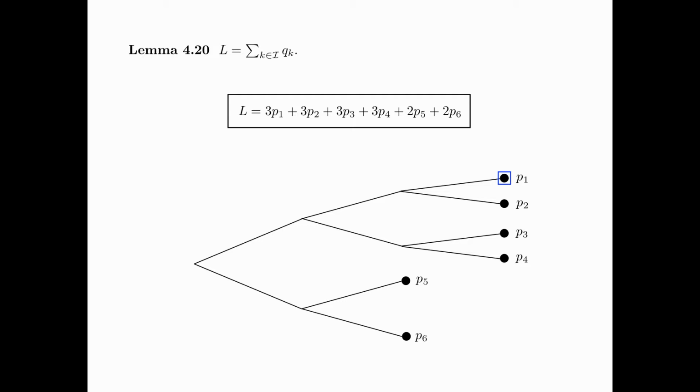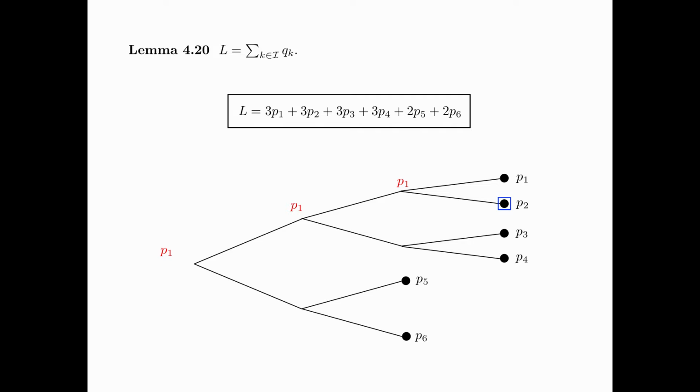Let us now start from the code word assigned the probability P1 and trace all the way back to the root. Along the way, we find 3 internal nodes. Note that the number of internal nodes on this path is exactly equal to the length of the code word, that is 3. Then we put a copy of probability P1 at each of these internal nodes. Notice that the sum of these 3 copies of P1, that is 3 times P1, is precisely the contribution of P1 in the expected length of the prefix code.